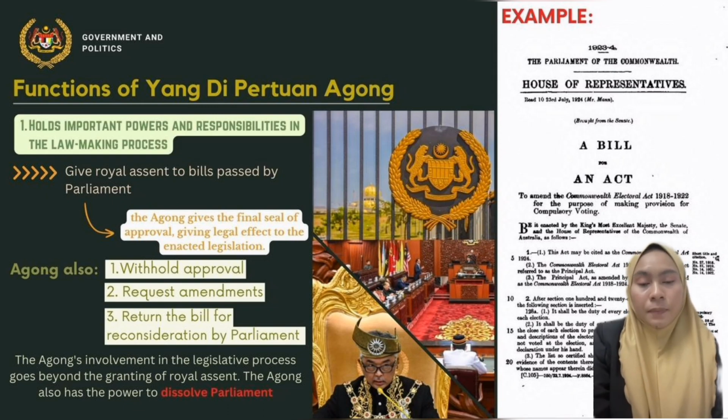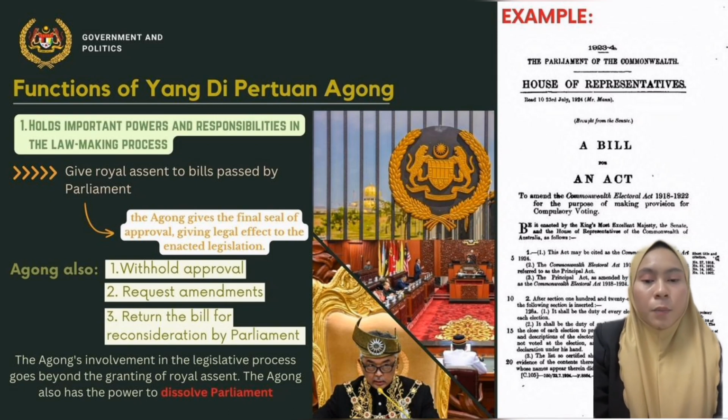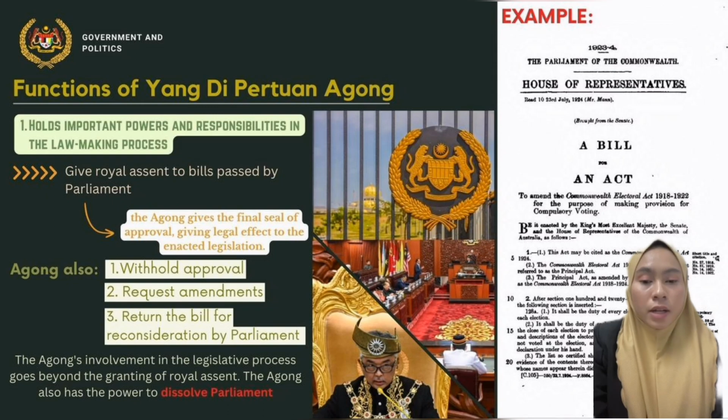through their votes. In conclusion, the legislative function of the Yang di-Pertuan Agong in Malaysia is an important aspect of the country's governance. By giving royal assent, withholding assent, requesting amendments, and participating in the appointment of members of the National Assembly, the Agong plays an important role in shaping national laws. This function strengthens constitutional checks and balances, upholds the principle of democratic governance, and ensures legislation is in line with the interests and needs of Malaysians.